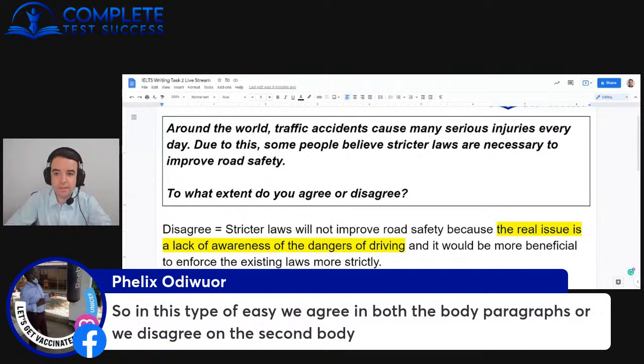Felix, on this type of essay, if we agree in both body paragraphs or we disagree in both, whichever way you say. So if you say you agree, you give 2 reasons why you agree. If you say you disagree, you give 2 reasons why you disagree.